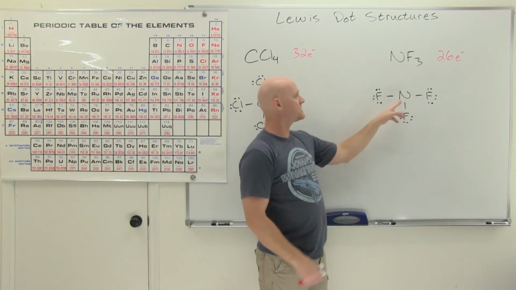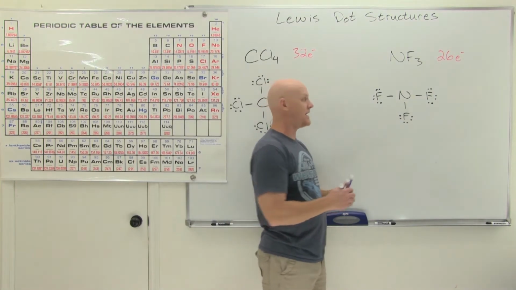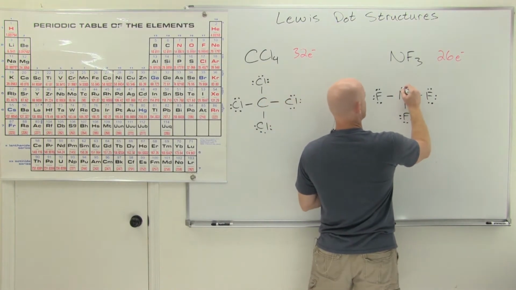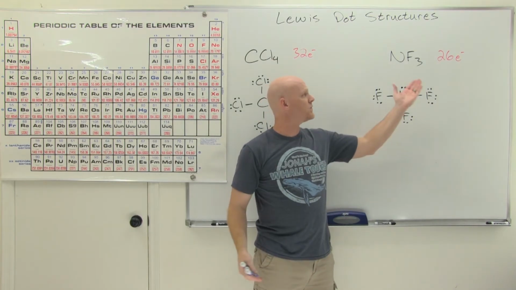And so any electrons that are left over go on the central atom 2 by 2 by 2. You put them on in pairs. And so in this case, I'll put them on as a pair right there. And then we're out of electrons. We've used all 26 at this point.